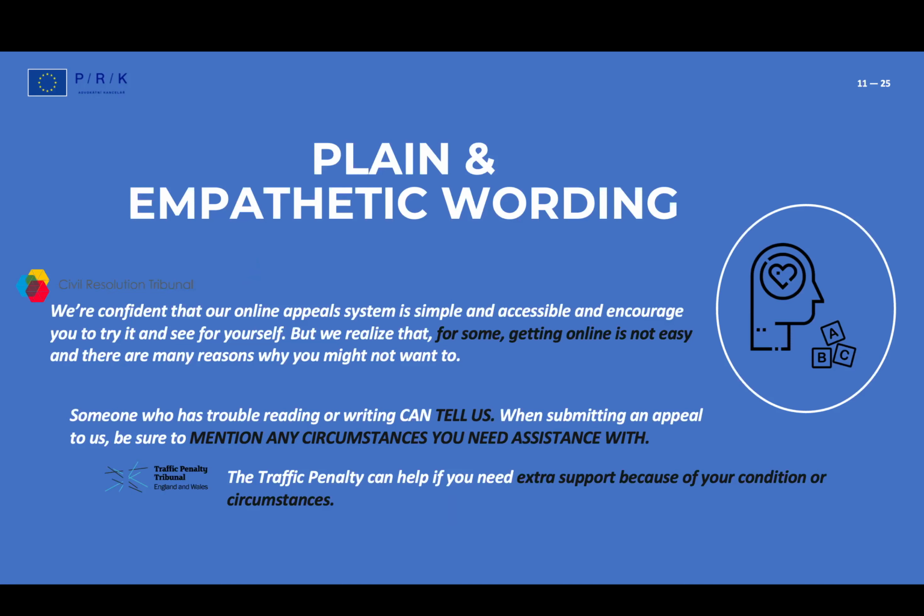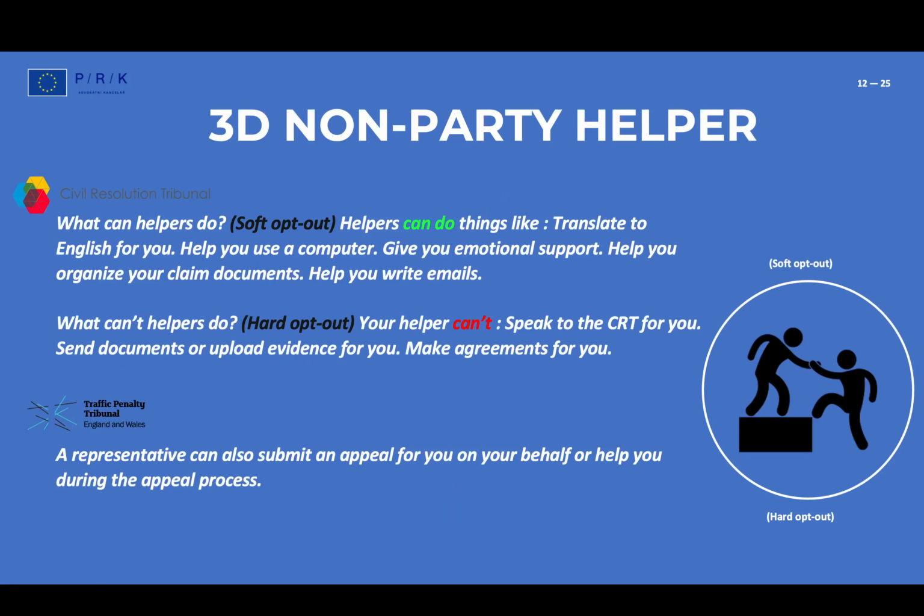Then we have plain and empathetic wording. We have things like a third non-party helper, or just giving the option of someone who is close to one of the parties, the vulnerable party, who can help. But again, it's important to establish where is the soft opt-out, where is the hard opt-out.